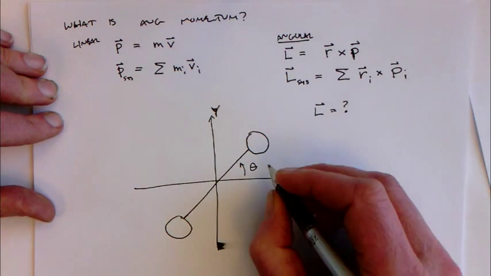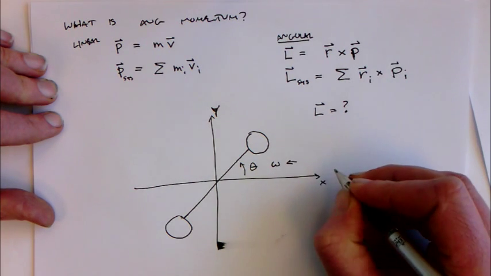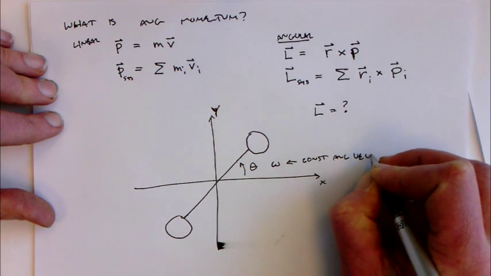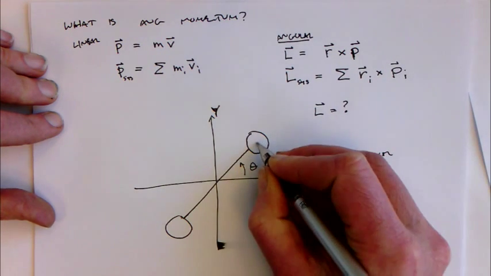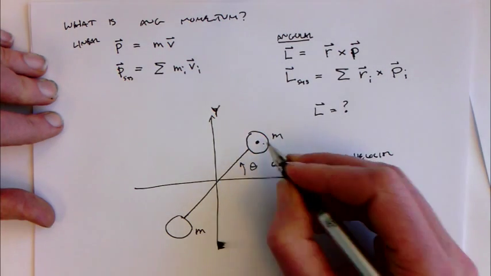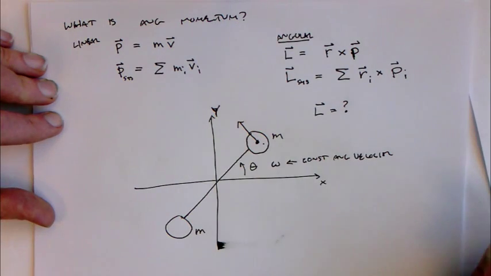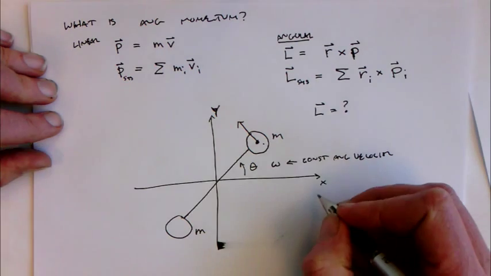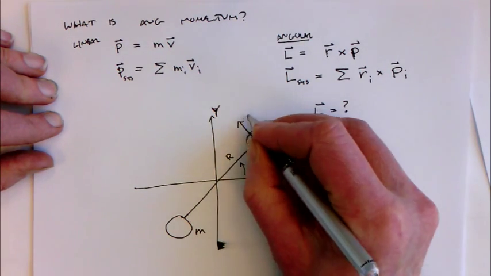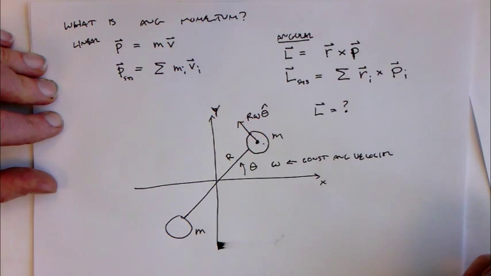Well, let's say it's rotating at some constant angular velocity, omega. Okay, so if I think about this point in the system, and let's say each of these has mass m, this first mass has a velocity that is in the theta hat direction. The magnitude of that velocity is simply going to be, if this distance is r, r times omega in the theta hat direction at that point.